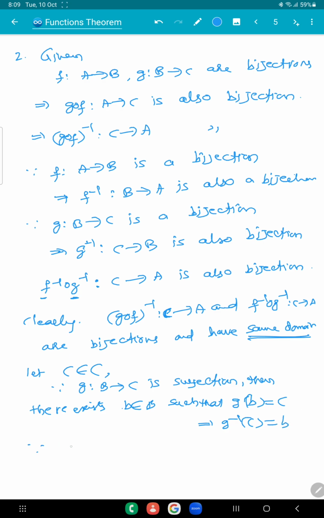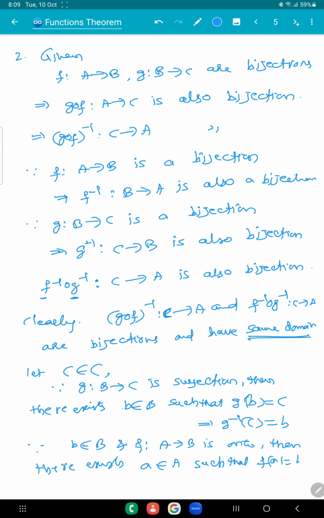Since b belongs to B and f from A to B is onto or surjective, there exists a belonging to A such that f of a is equal to b. It means that f inverse of b is equal to a. Let it be 1.